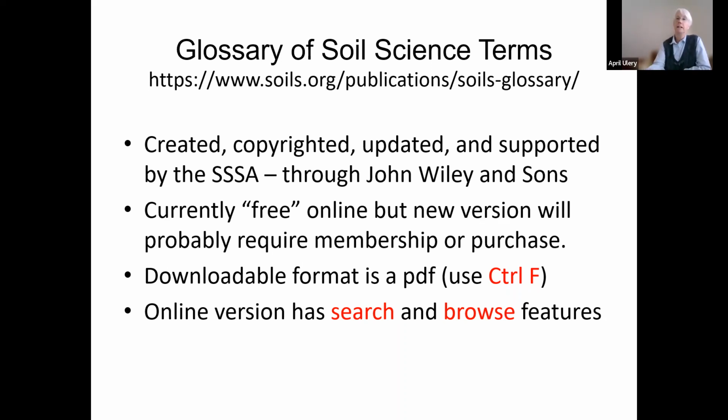So as a PDF format, the only way you could search for terms is to use the Control F for find feature. And the online version will have both search and browse features. So a search box where you can put the word in that you're looking for, a browse feature where you can just go to the letter of the alphabet you're interested in. And then other points like in the appendix where you want to maybe look up conversion factors or other terms.